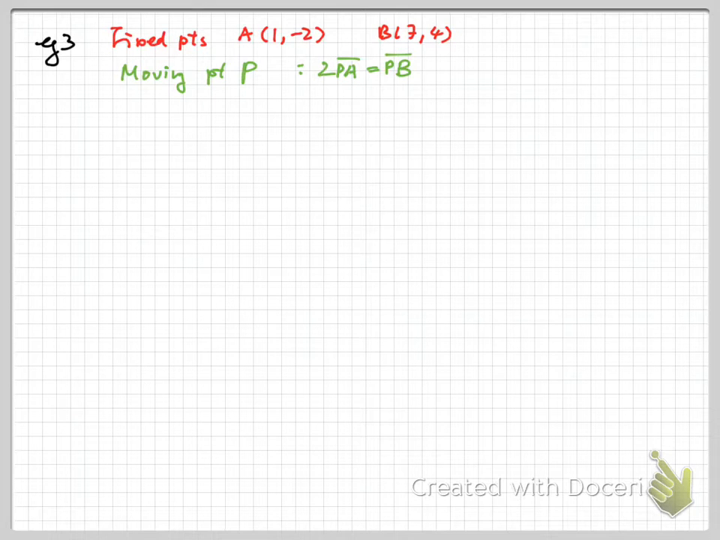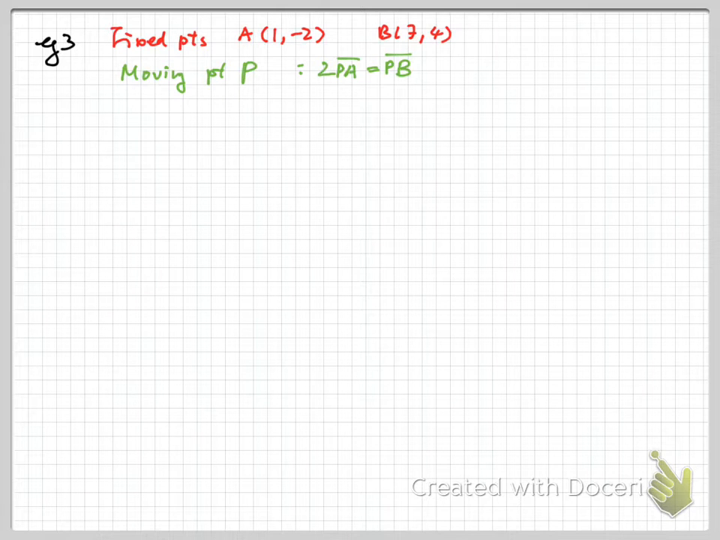This is the second part of the quantitative treatment of locus. We want to find the equation of the locus with an algebra or geometric approach. So here is example 3. We have points A and B, and then the movement is so that twice PA is PB.